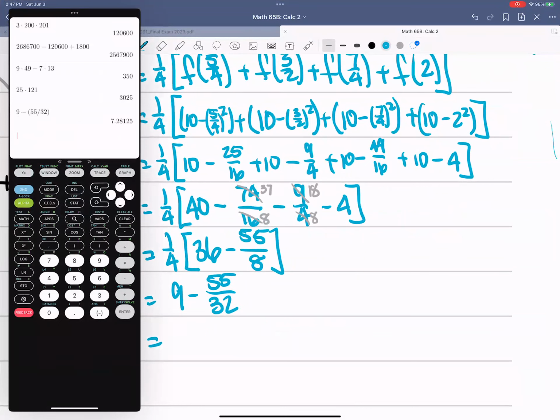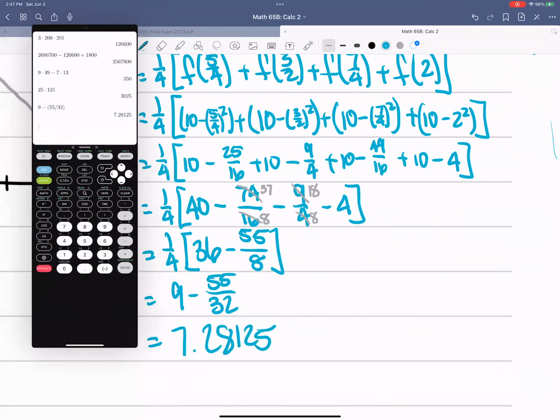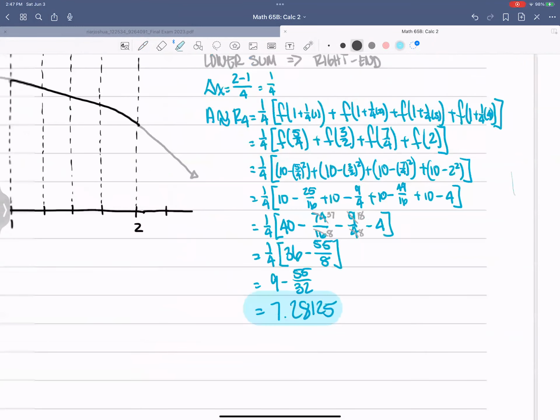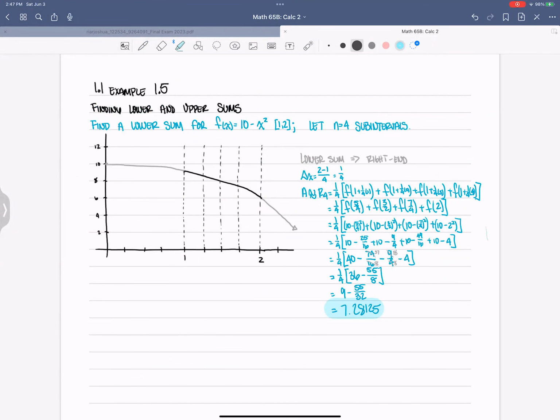Does it match my notes? It matches my notes. No mistakes here. So 2.28125. And there we go. To sum it all up, they were asking for lower sum. In this specific problem, the lower ended up being the right side for each of these boxes. So for this box, that was lower. This box, that was lower. Here, lower. Here, lower. All right, so lower sum there, and that's it. If you have any questions, please feel free to ask. Otherwise, bye.